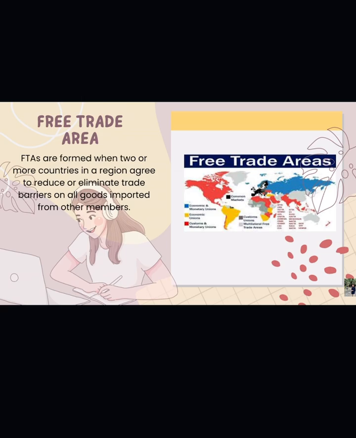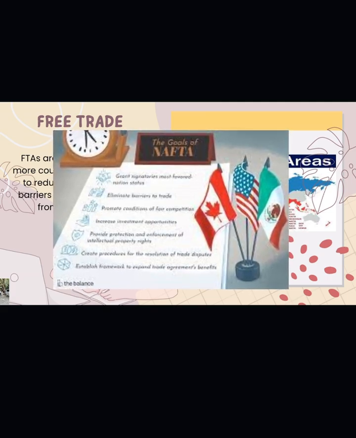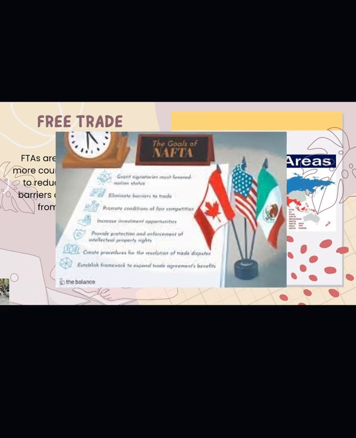Now let's go to another form, which is the free trade area. An FTA, or free trade area, is formed when two or more countries in a region agree to reduce or eliminate trade barriers on all goods imported from other members. A good example of this is NAFTA, or the North American Free Trade Agreement, which includes the United States, Canada, and Mexico. These three countries are an example of a free trade zone.